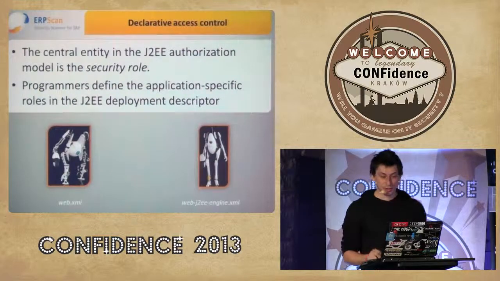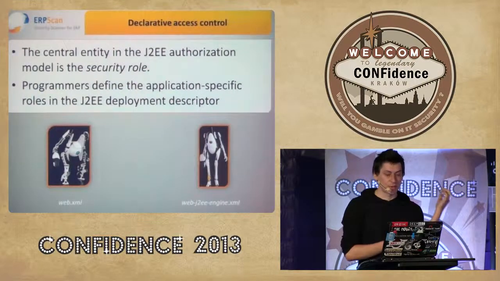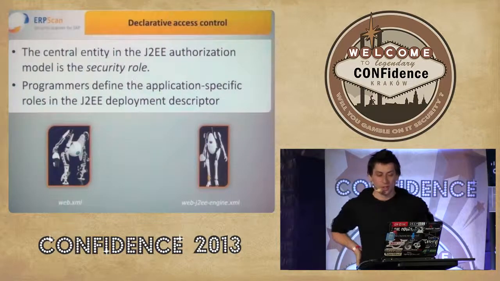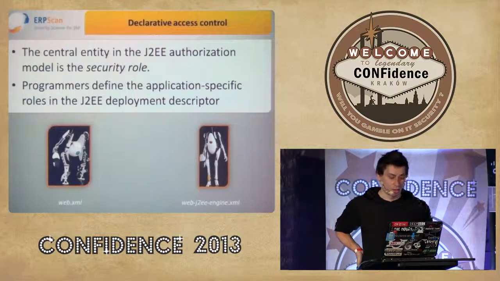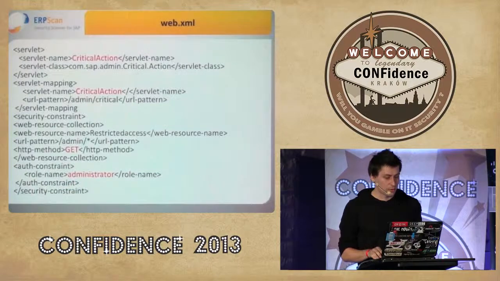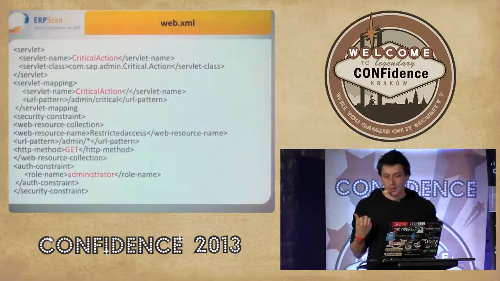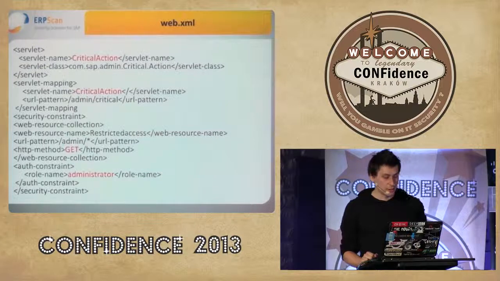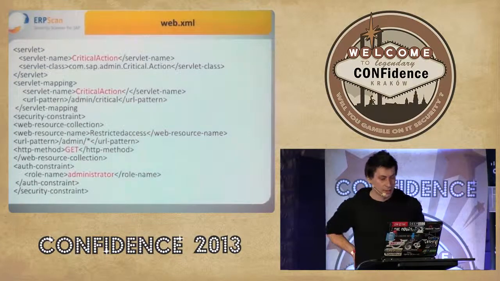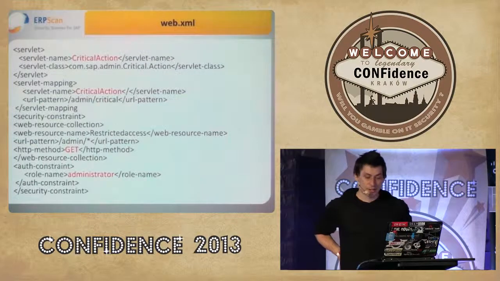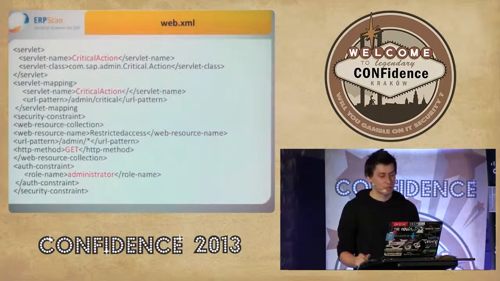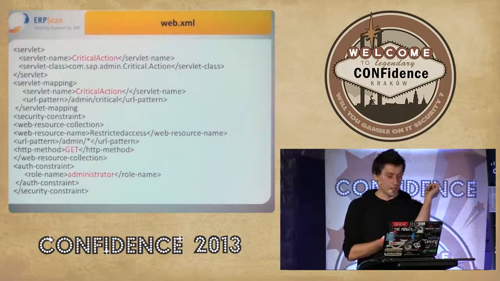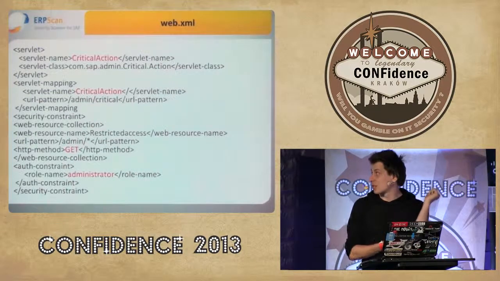The main entity of this scheme is the security role. The developer defines necessary rights and roles in descriptor files called web.xml and web-j2ee-engine.xml. Let's look at one of them, web.xml. In this web.xml file we found some interesting tags: servlet-name specifies the name of a servlet, the http-method tag specifies the type of HTTP method which is used to grant access to the servlet, and role-name specifies the name of the role which the user must have to access the servlet.